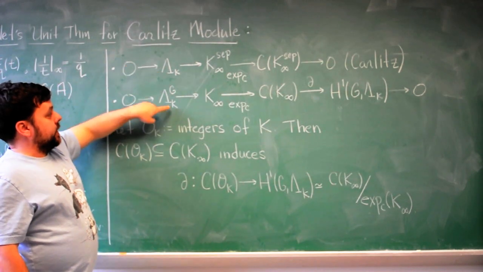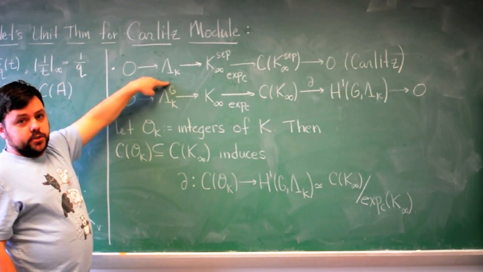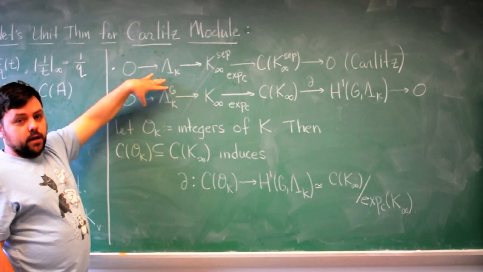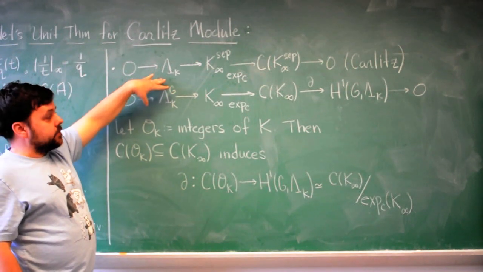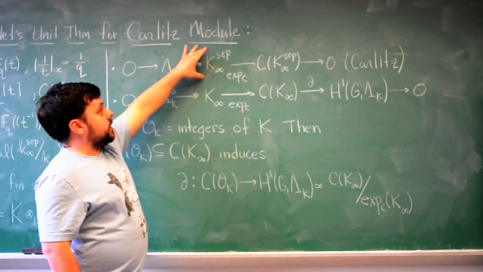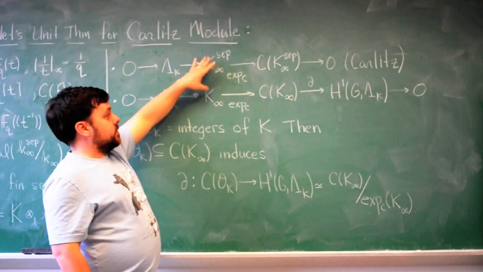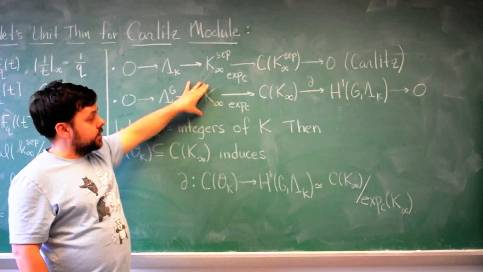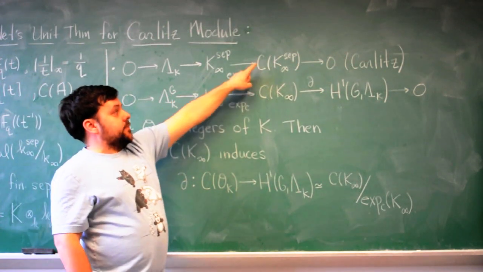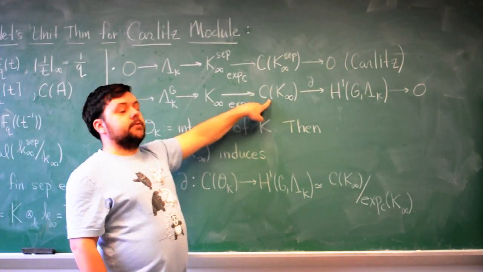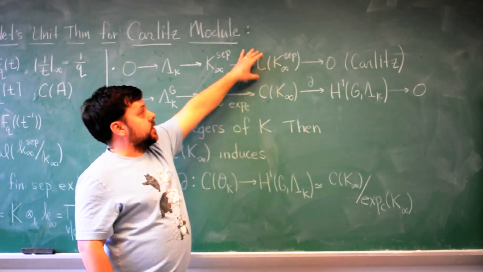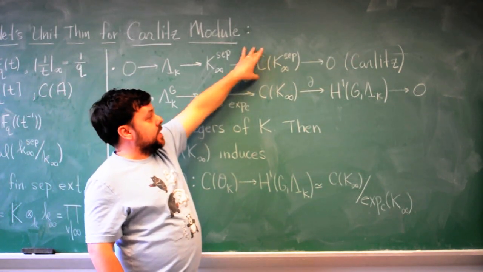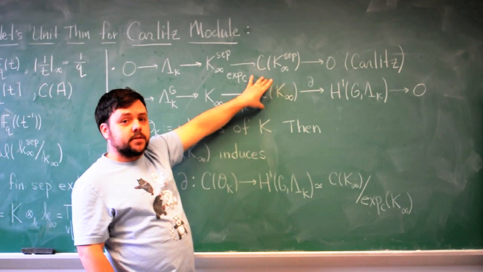By Λ_K^G, I just mean the G invariants of Λ_K, where again G is our Galois group of K_∞^sep over K_∞. The G invariants of K_∞^sep are obviously just going to be K_∞. That's just typical Galois theory stuff. In the same fashion here, the G invariants of C(K_∞^sep) are going to be C(K_∞) for the exact same reasons.